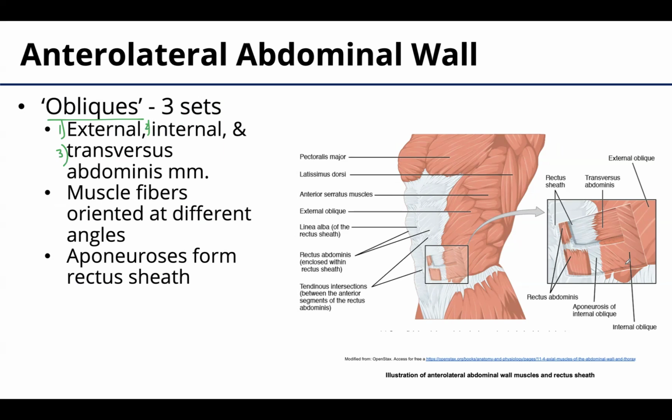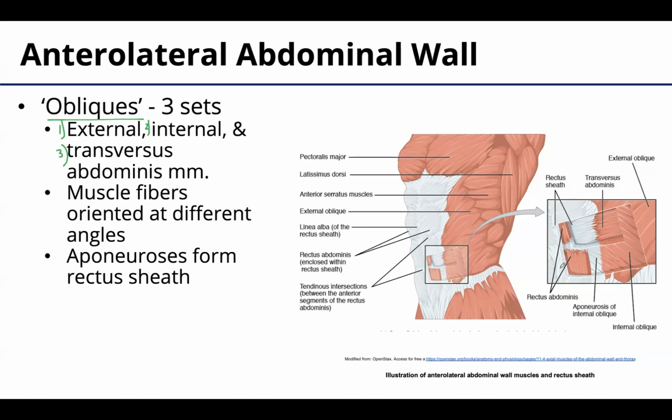So the directionality of the fibers are hugely important in the major function of these muscles, which is really to compress and support the abdominal viscera. It can play a role in terms of lateral flexion as well of the trunk and of the abdominal region, but really the major role is to compress that abdominal viscera.